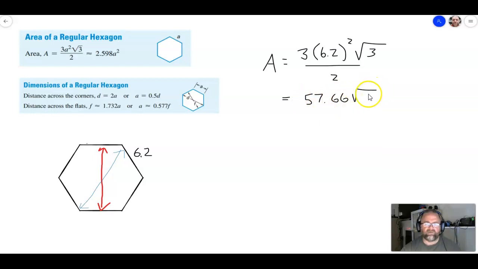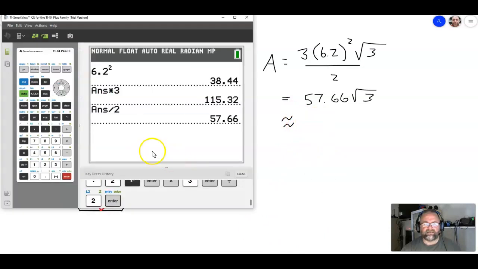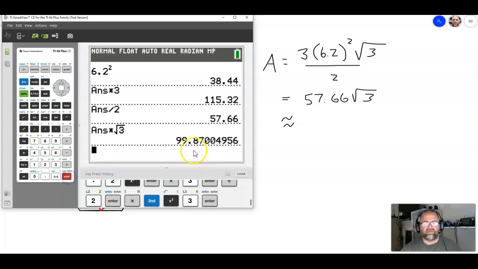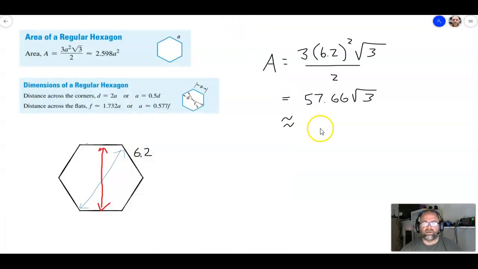So 57.66 times the square root of 3. Now this is actually the exact value here. If we wanted to approximate that value, that's where the little squiggly equal sign is. I can just multiply that 57.66 times the square root of 3. And if I went to 3 decimal places, that would be 99.870. That would be my area. Let's say this was in inches here. So my final answer would be in inches squared.